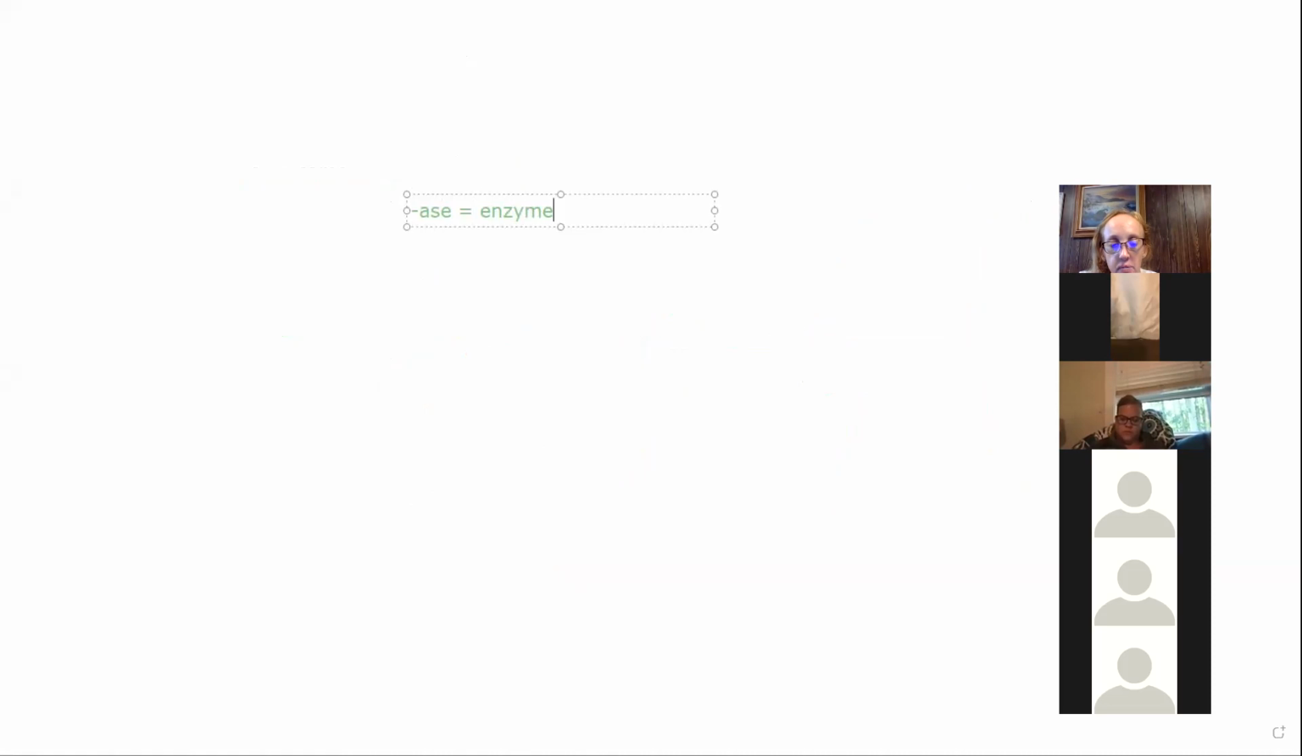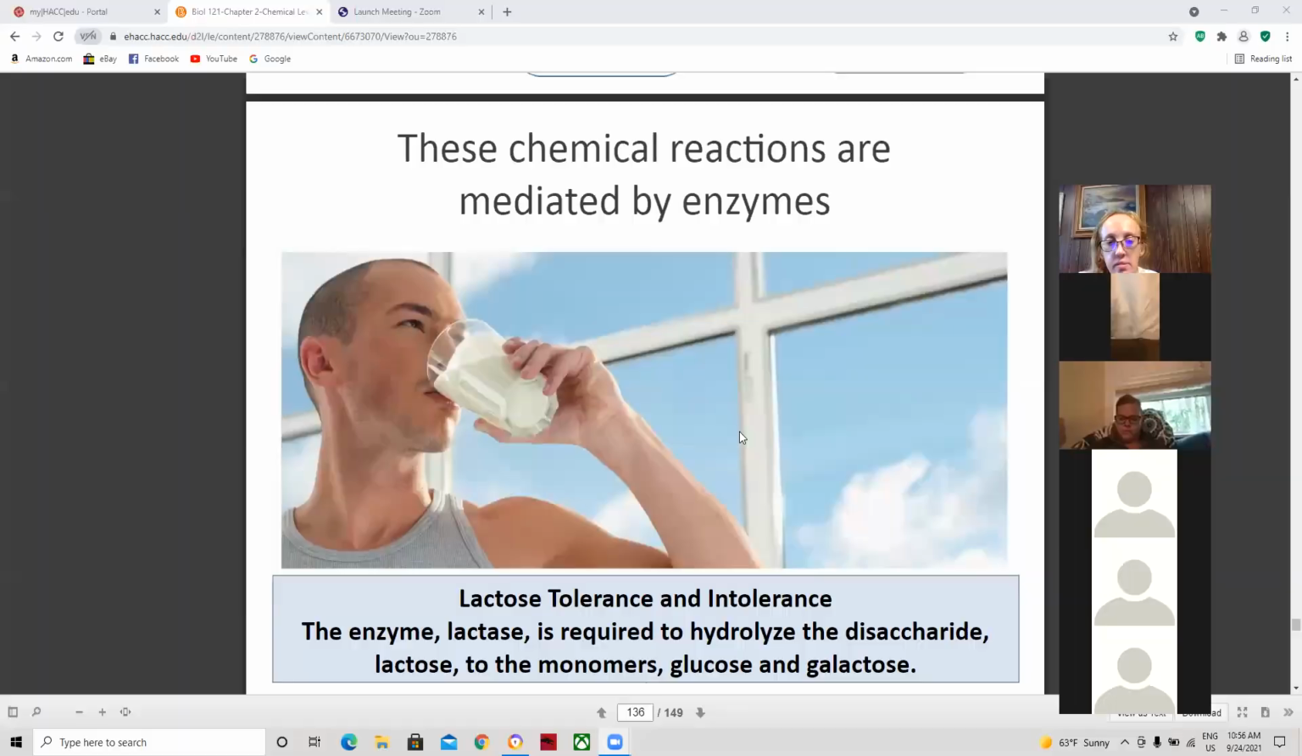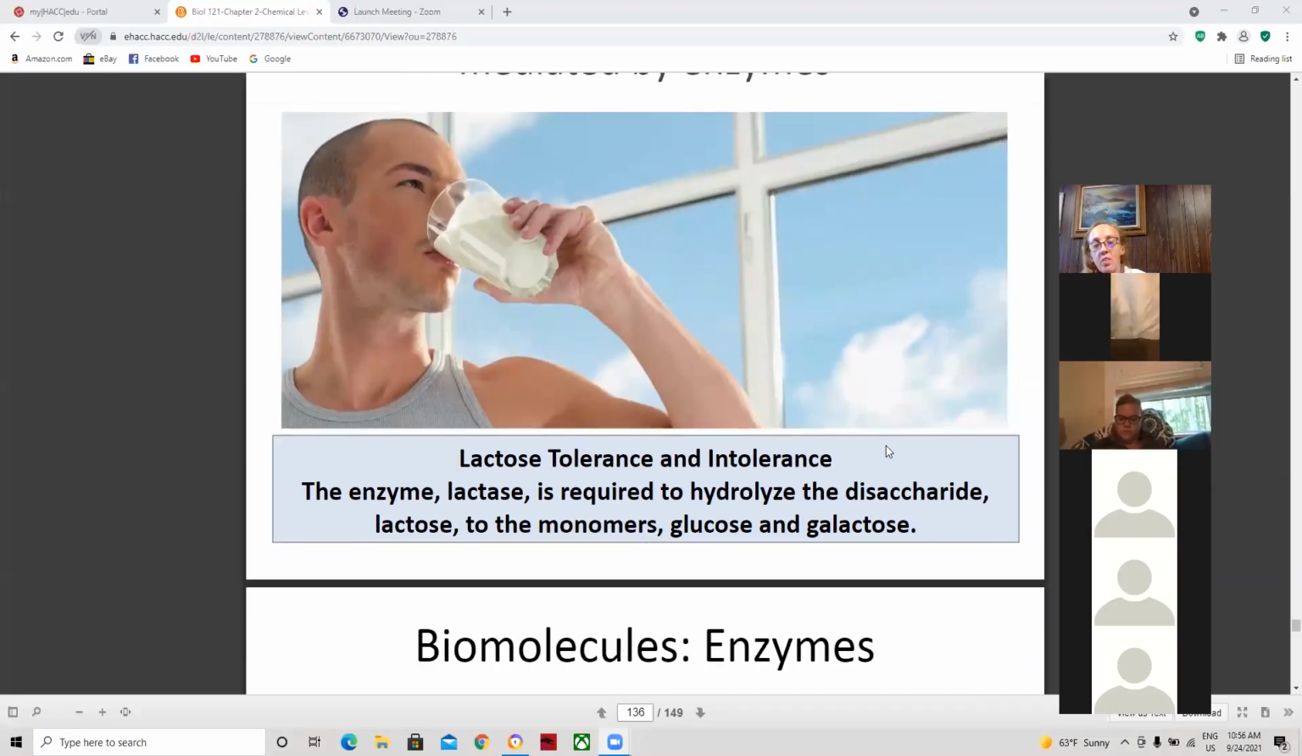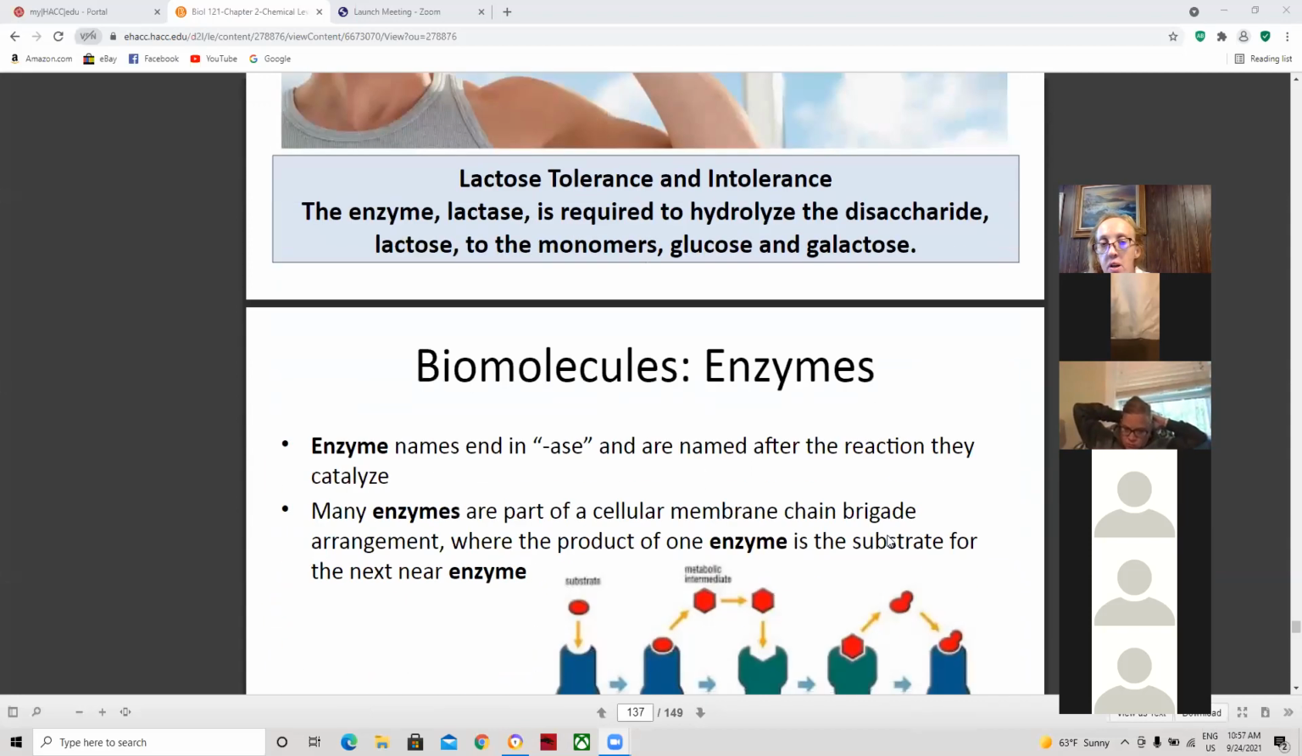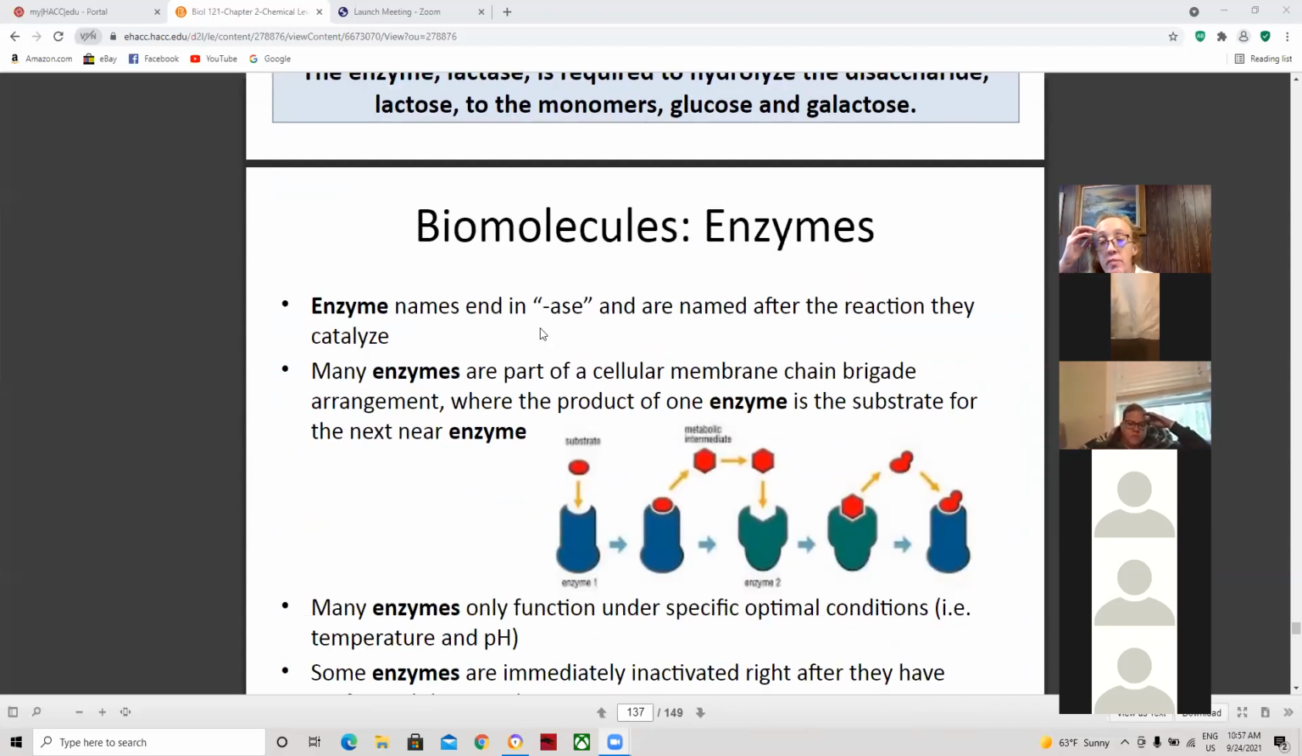So with that in mind, the enzyme lactase is required to hydrolyze the disaccharide lactose, which is the 2 monomers, glucose and galactose, covalently bound. So enzymes end in ASE and are named after the reaction they catalyze.